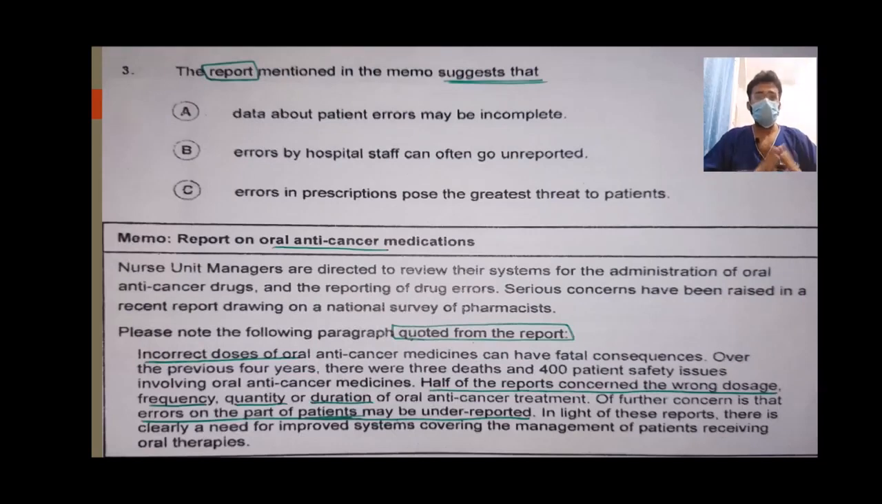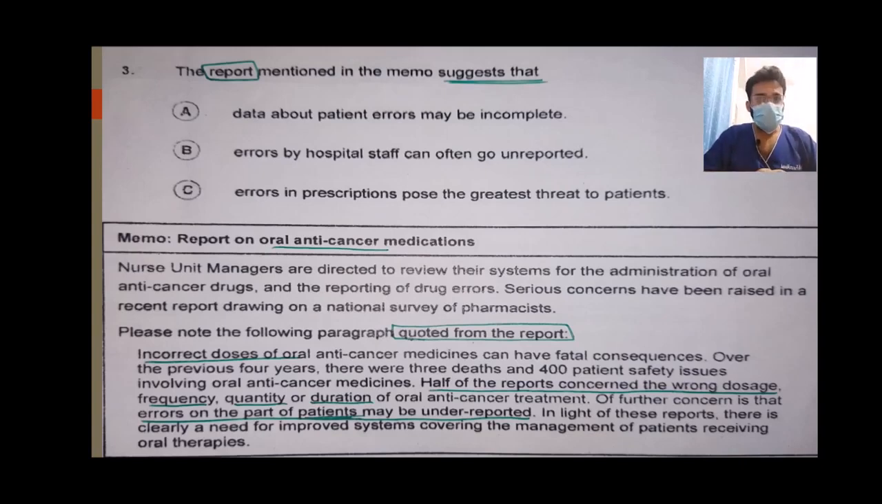Okay guys, let's start with example number 3. The report mentioned in the memo suggests that... So he's asking about suggestions given in the report. Okay, let's read the text. Report on oral anti-cancer medication. Nurse unit managers are directed to review the system for the administration of oral anti-cancer drugs and the reporting of drug errors. Serious concerns have been raised in a recent report drawing on a national survey of pharmacists. Please note the following paragraph quoted from the report. Okay, so our answer will be in this paragraph.